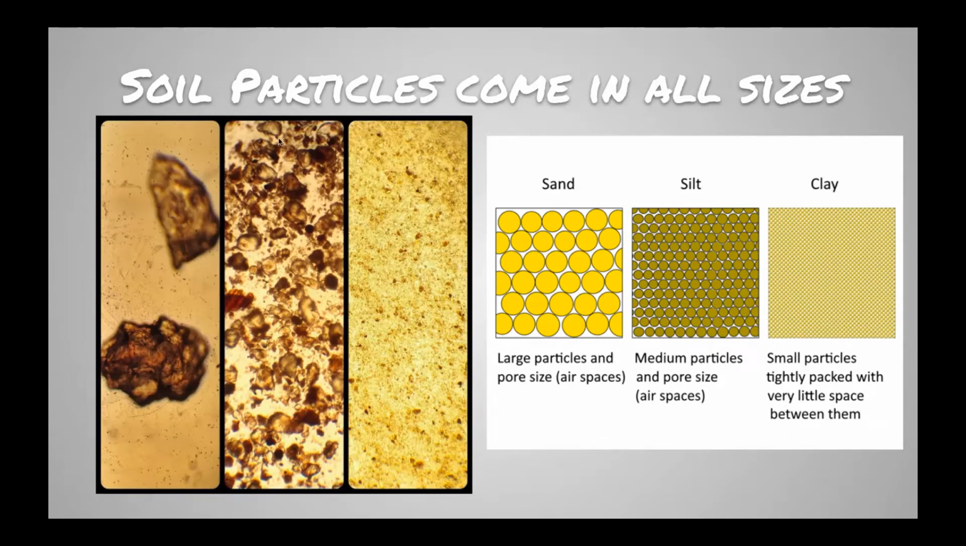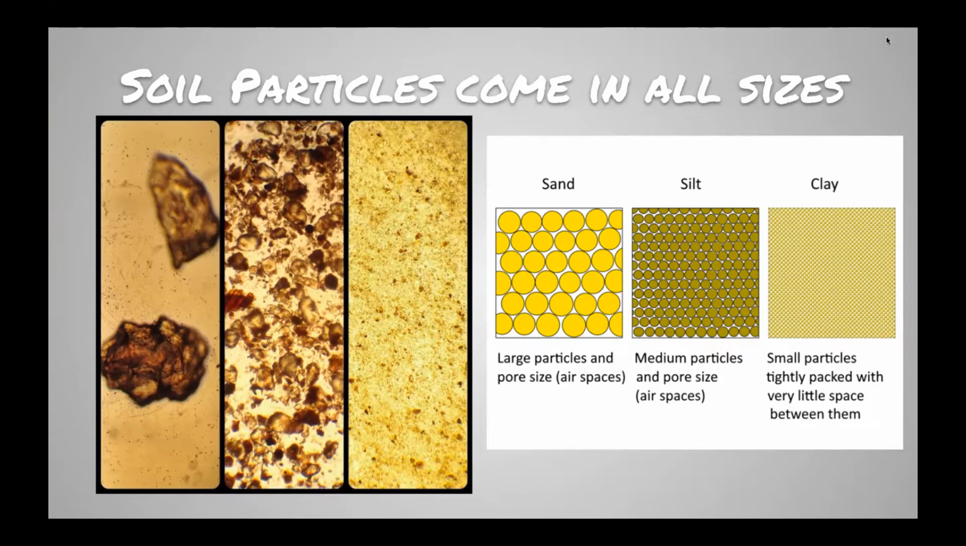Then if you look at the next one, silt, you could see a bunch more circles, and they're smaller. They're medium size with medium air spaces or pores. So they've got smaller pieces and smaller air between them. And then if you look over here, there's tons of medium-sized particles in that silt and a medium amount of air between them.